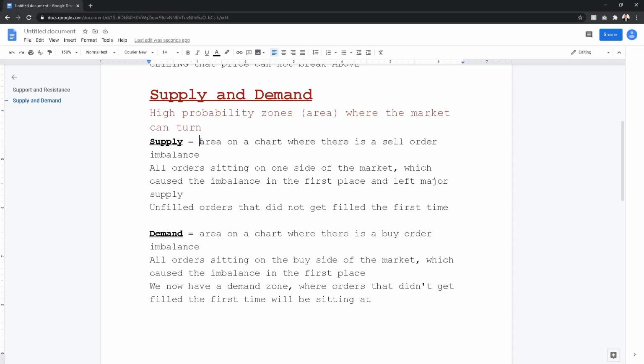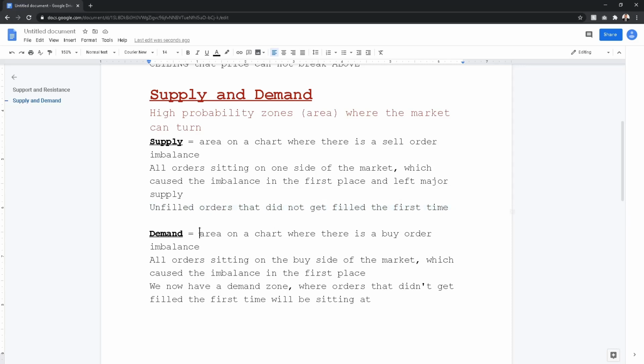A supply zone is an area on a chart where there is a sell order imbalance. And what I mean by this is that when price moves to the downside aggressively, that's creating a supply imbalance because all orders are sitting on one side of the market. And because of that, it caused a major imbalance. Think about it. If everybody's slamming the bid, everybody's short and wiping away all the buyers, wiping away all the bidders, that's going to cause a major imbalance. And that's going to leave major supply at those levels, and unfilled orders that did not get filled the first time, that weren't aggressive, but were passive. So that's for supply.